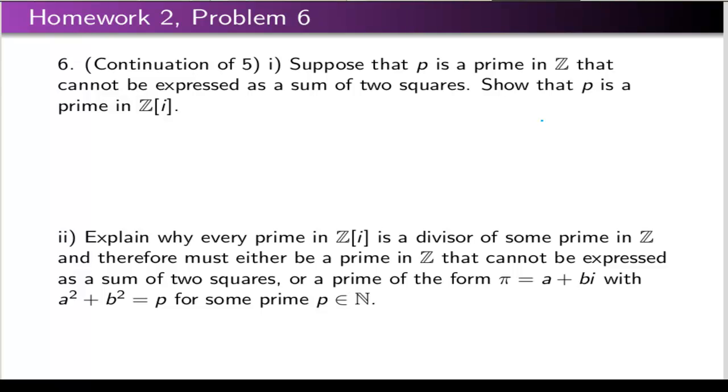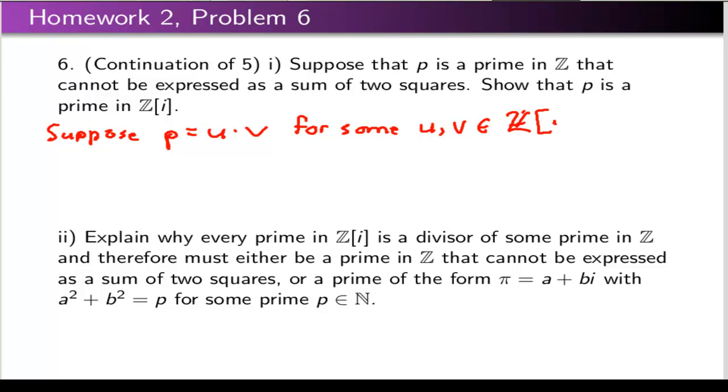So let's try to break up p. Suppose p equals u times v for some Gaussian integers u and v. Okay, we've seen this a couple times now. If I want to prove that p is a prime, I want to prove that either u or v is a unit. And how do we do that? We use the delta function. Use the multiplicative property.